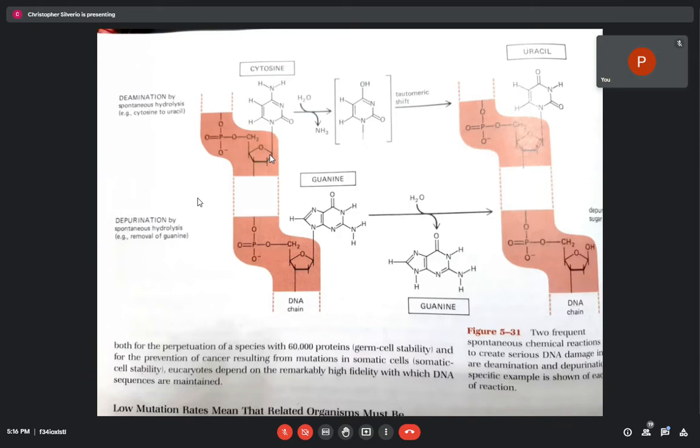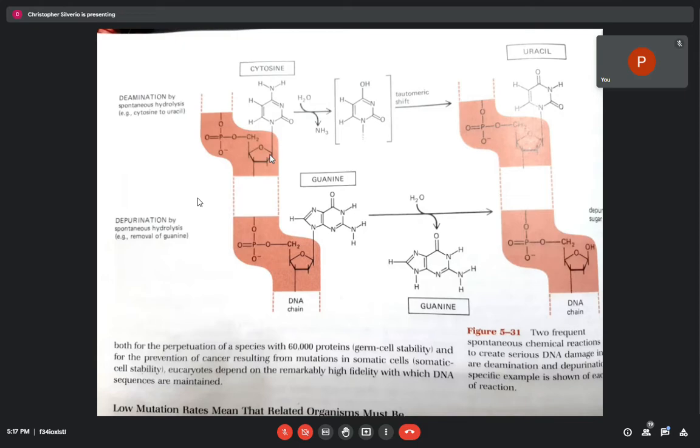So what happened now to the DNA? The DNA became abnormal. Why? How come it is abnormal? Yes po, Doc. Kasi po, uracil can only be found in RNA. Uracil can only be found in RNA.